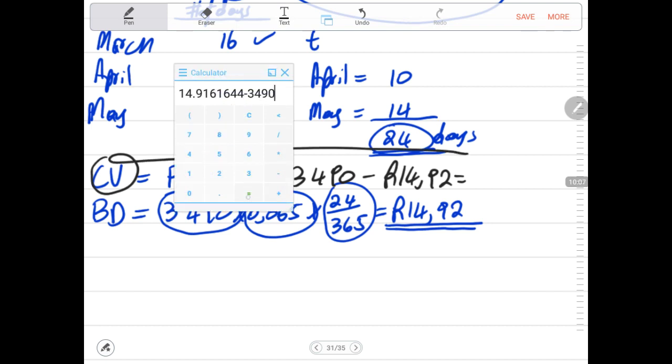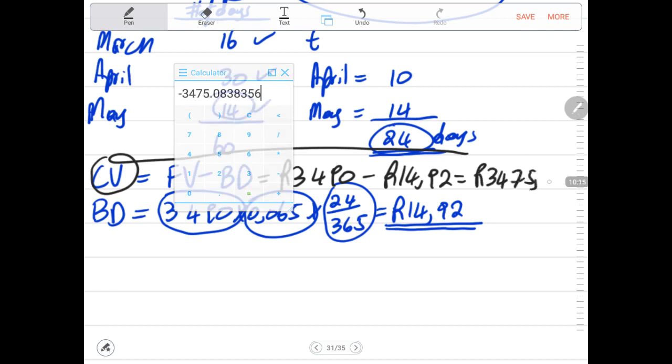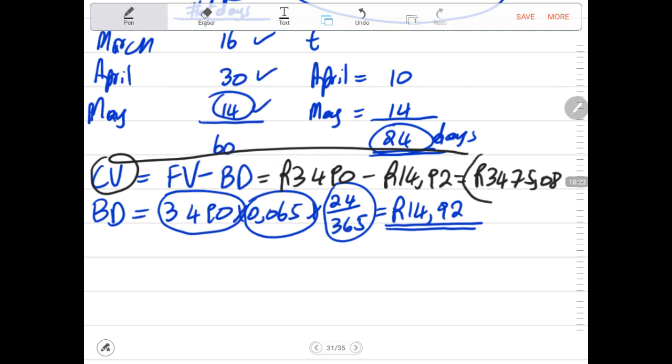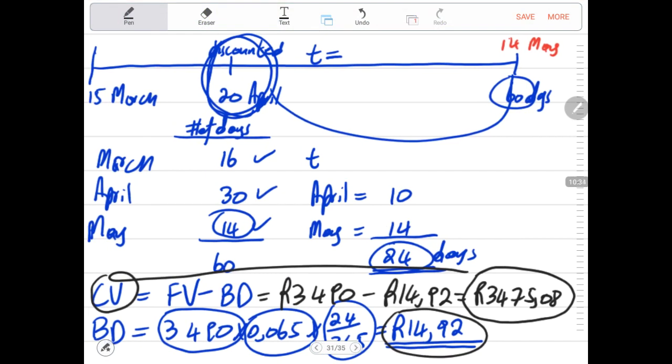3,490 minus 14.92 becomes the cash value of the bill, which is 3,475 rand 8 cents. So in simple terms, this person will receive cash of 3,475 rand 8 cents. Why so? Because the bank will charge interest. Why is the bank charging the interest? Because the bank will receive a bill at this date and keep this bill, which is a promissory note or a paper, at its disposal up until the 14th of May.